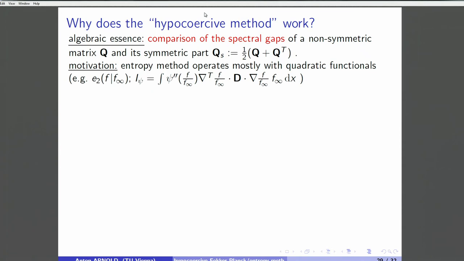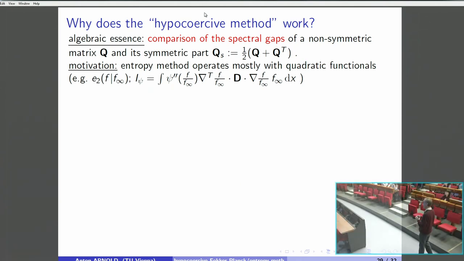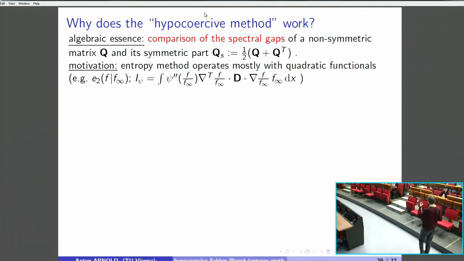Why do I raise this question? Well, in fact, the entropy method works mostly with quadratic functionals. And here, I don't mean so much the quadratic entropy. This is a special case. I rather mean the Fisher information or the modified Fisher information functional, which is quadratic in terms of the gradient of the solution over the steady state. And when computing the time derivative of this functional, we get matrices which are not symmetric. And therefore, when trying to estimate these terms, we will only see in the estimates the spectral gap of the symmetric part of whatever matrix is in there.